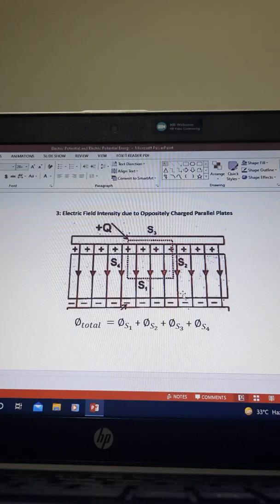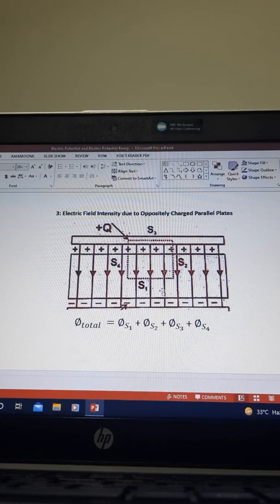But here we will consider two oppositely charged plates. One is positive, another is negative, and the uniform electric field is shown between these two plates. And of course, the electric field is always directed from positive towards negative, as you can see in the diagram. Now we have to calculate the electric field for any arbitrary point in this electric field. You will consider any point and calculate the electric field for that point.